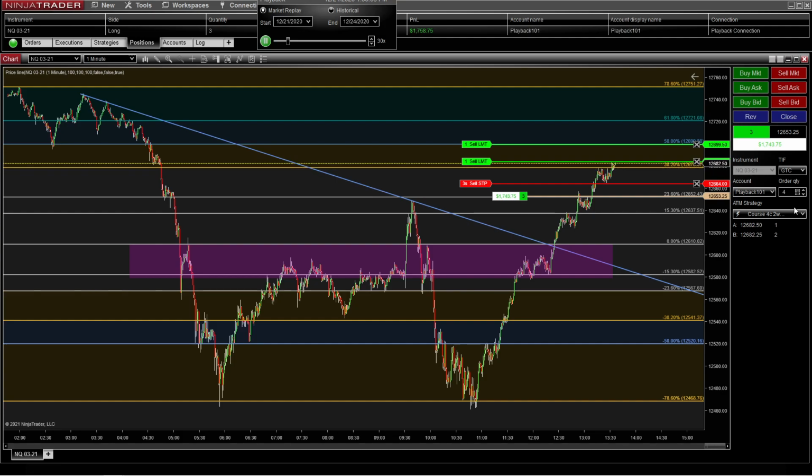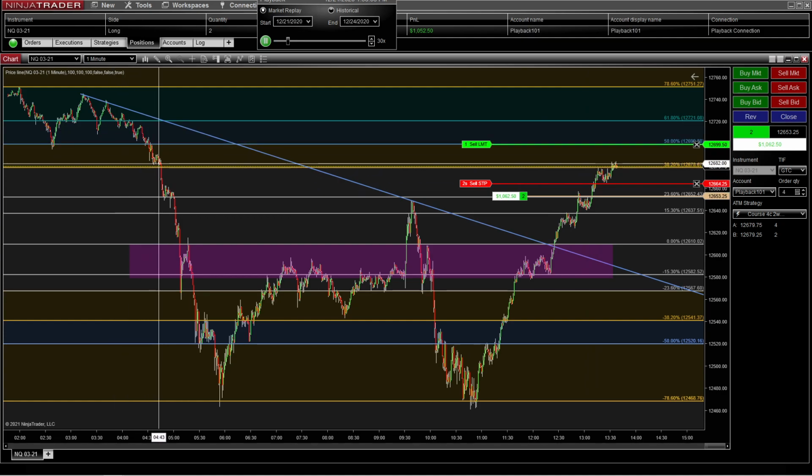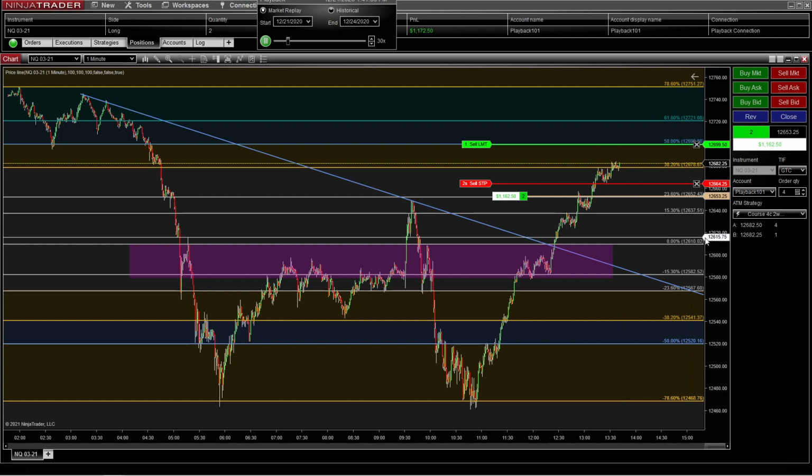So close. All right, there's our second one. So I adjusted my limits based on these support and resistance. So that actually helps you trade.